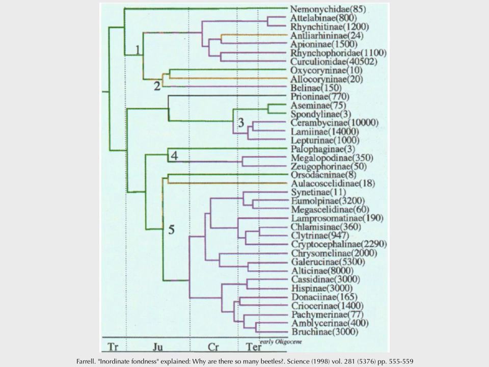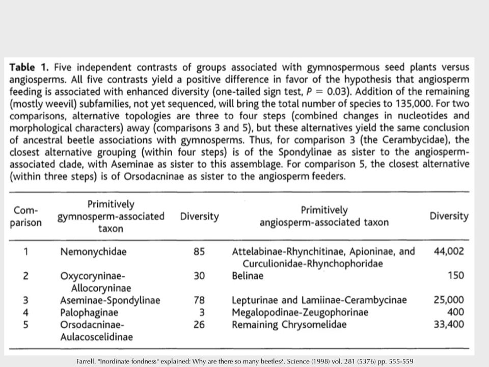Here's another example. Okay. And here's a group of beetles. And some of them feed on plants and others don't. Others are carnivores or scavengers, eating fungus, detritus, and things like that. Okay. And doing a comparison here. Here are the specific comparisons, right? Those are insects, lots of nice numbers here. Right? So 85 versus 44,000.